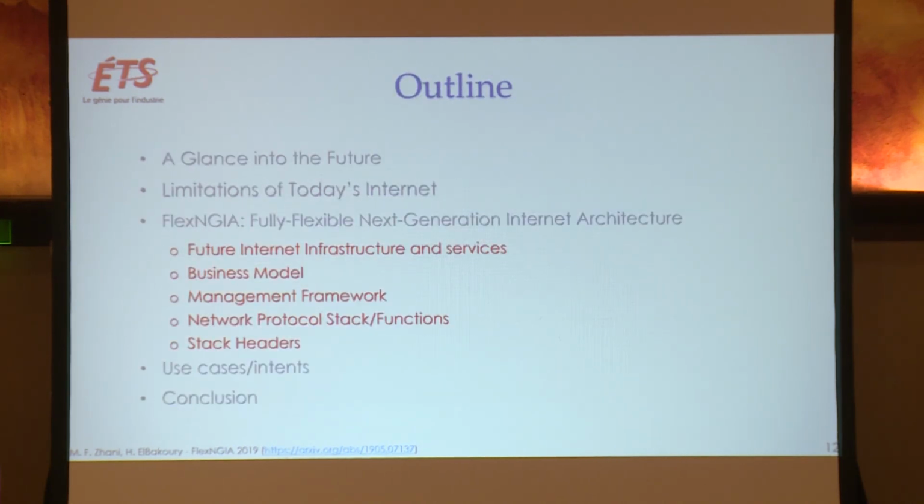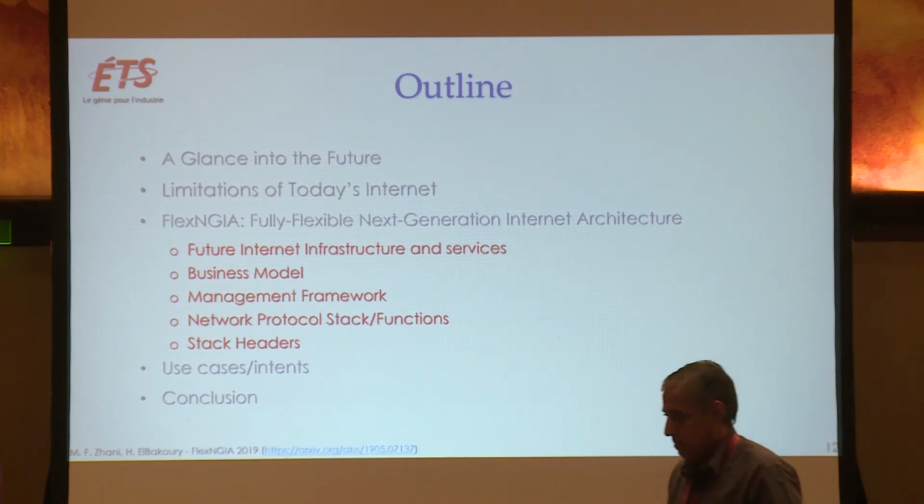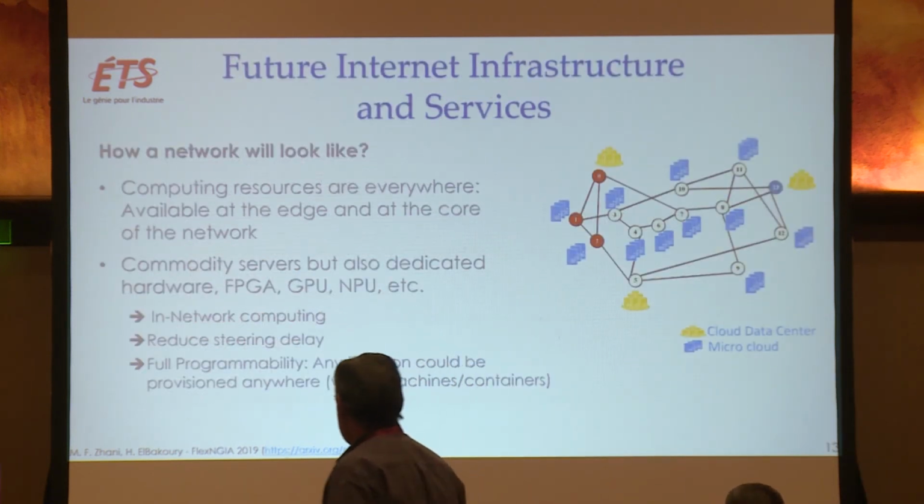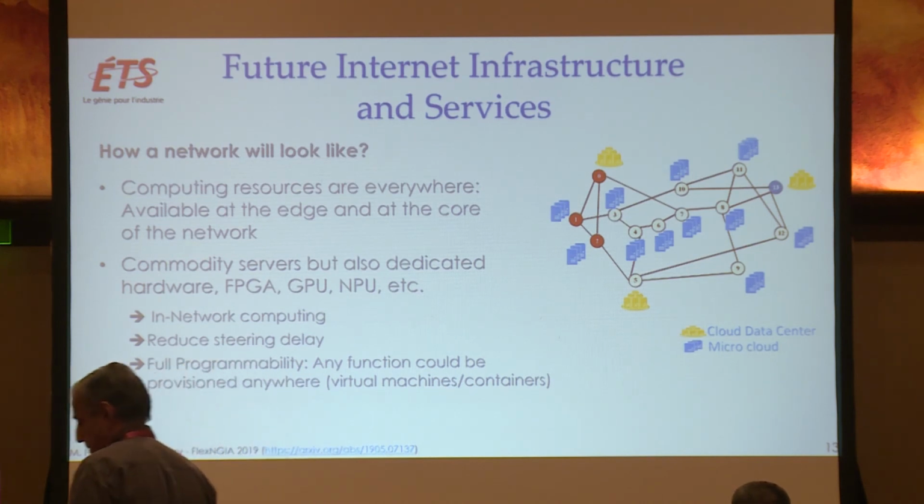So starting from there, we started to think about a new architecture, and I'm going to go through different points to explain this architecture. So we're going to look at how the internet will look like in the future, what kind of service it will offer, the business model, what kind of management framework we need to manage the network, the network style, the functions, and the stack headers. So let's start with the first point, how a network will look like in the future.